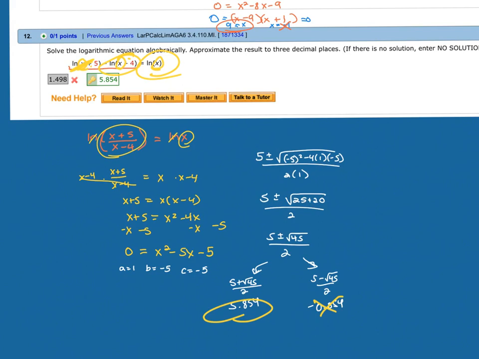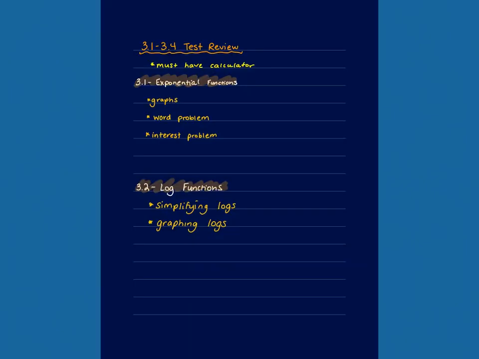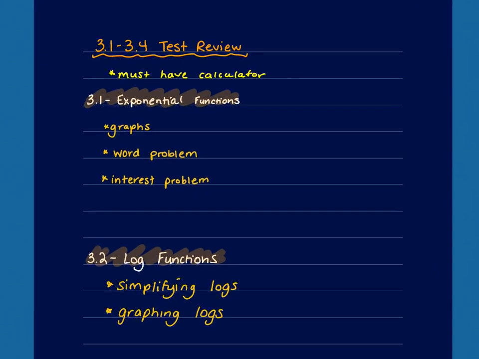Any other questions from the homework? All right, let's talk test review. So again, your test is Tuesday. It's covering 3.1 to 3.4. This is the first test of the quarter. You must have a calculator. You can use a scientific or a graphing. That's up to you. Use whatever you're the most comfortable with.